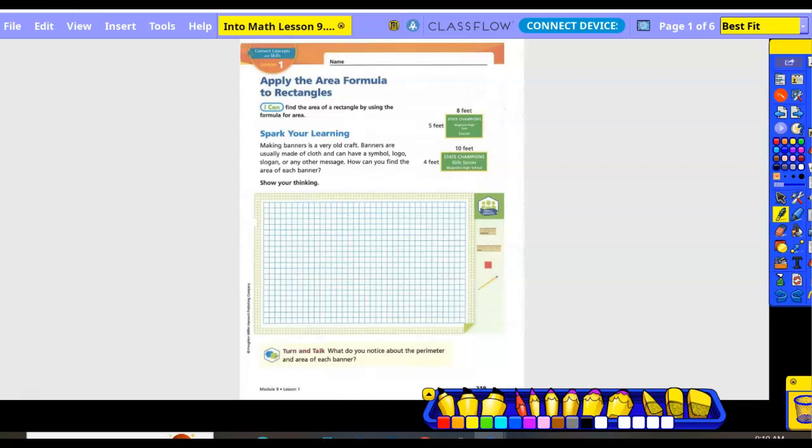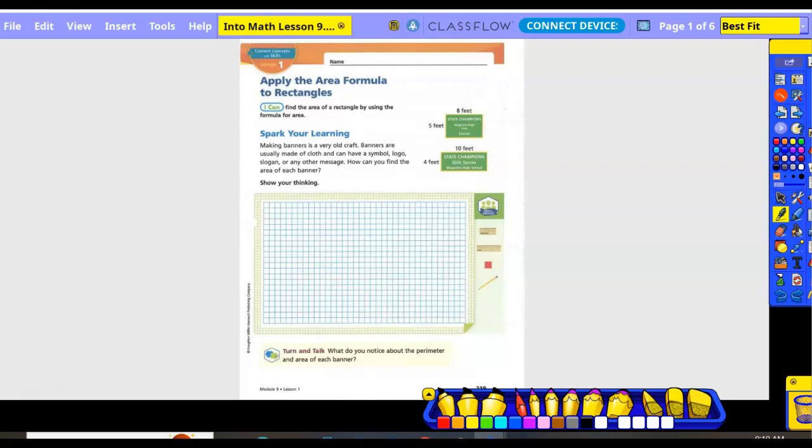Fourth grade math, lesson 9.1. Apply the area formula to rectangles. I can find the area of a rectangle by using the formula for area. Spark your learning. Making banners is a very old craft. Banners are usually made of cloth and can have a symbol, logo, slogan, or any other message. How can you find the area of each banner?